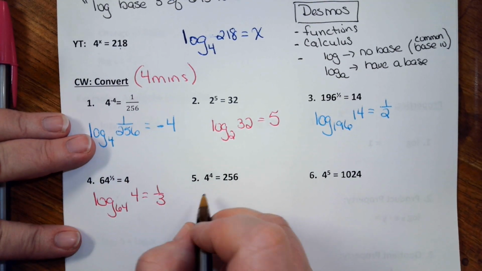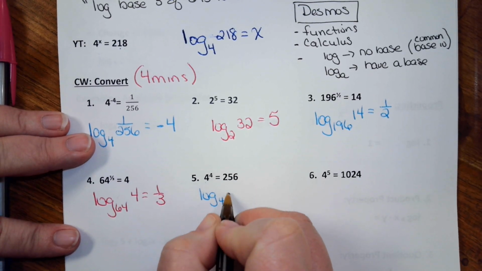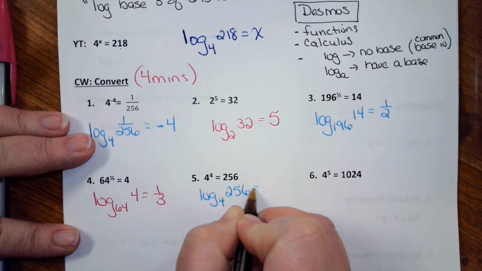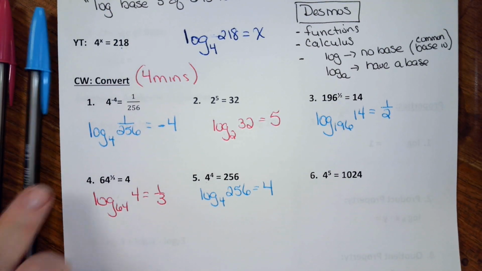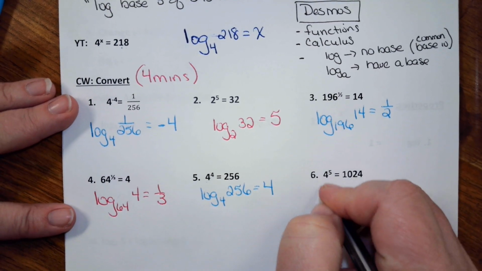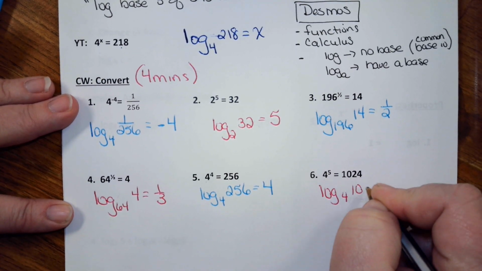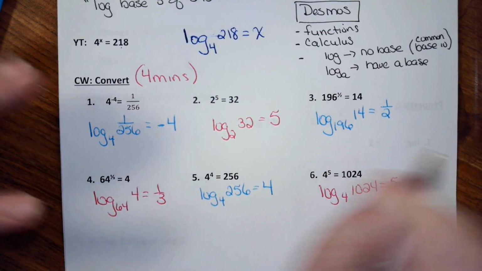For number 5, you should have got log base 4 of 256 equals 4. And finally, for your last classwork problem here, the log base 4 of 1024 equals 5.